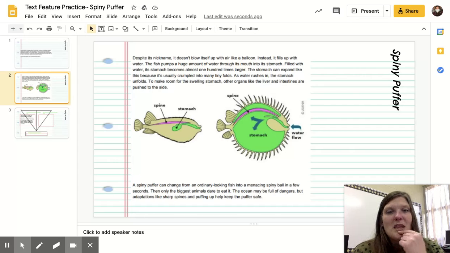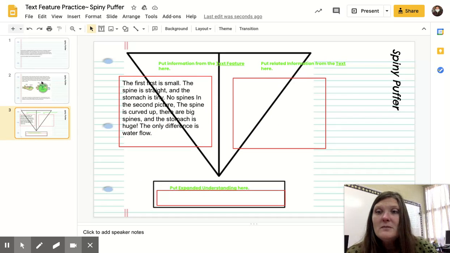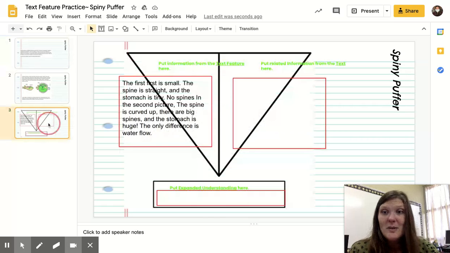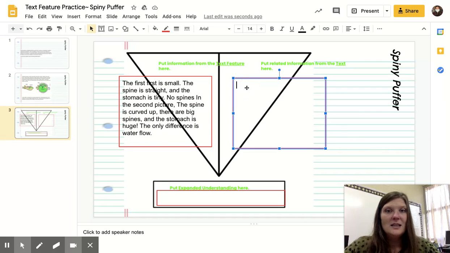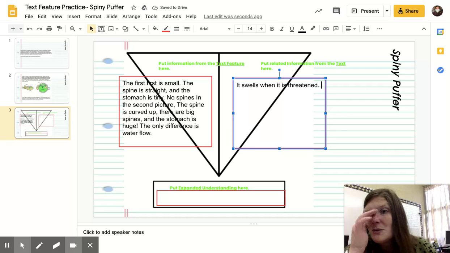Okay, so I need to think about what from the text that I just read goes with what I looked at in the picture. Well, one thing was that when it's threatened, it swells up. So I'm going to add that. It swells up when it's threatened. Threatened means that it's in danger, right? Okay, that was one thing that was related.